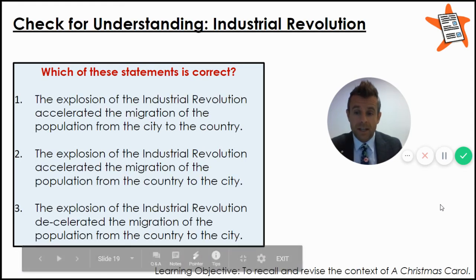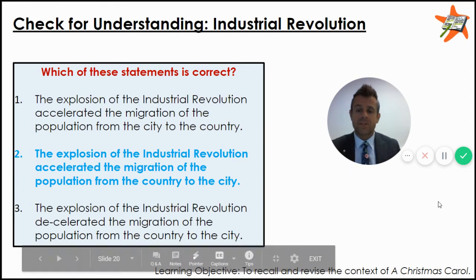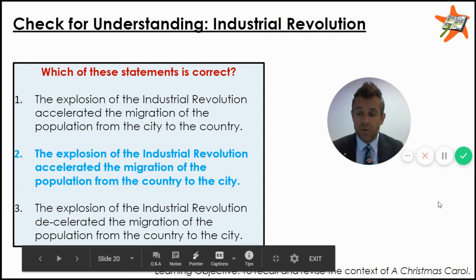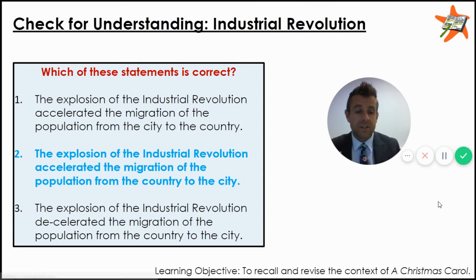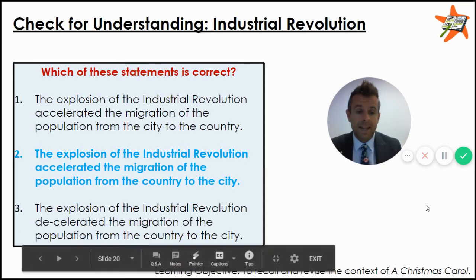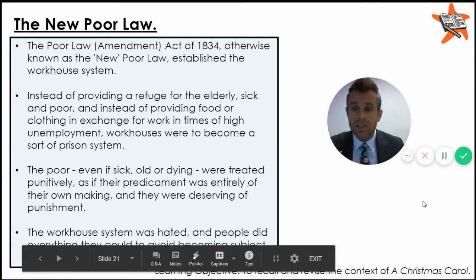And the answer is, of course, number 2. That population explosion accelerated the growth of migration from the country to the city, because that's where the jobs were. People stopped working in rural jobs and began working more in cities. Okay, so the New Poor Law is next. A quick recap on that.